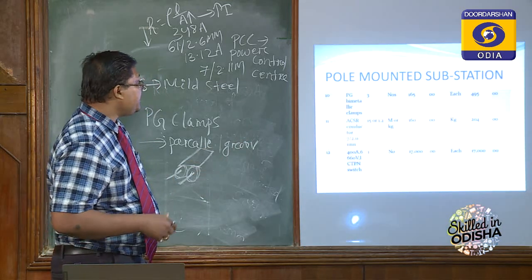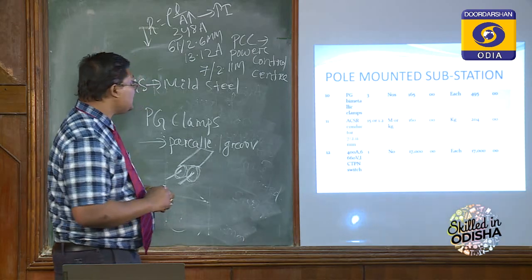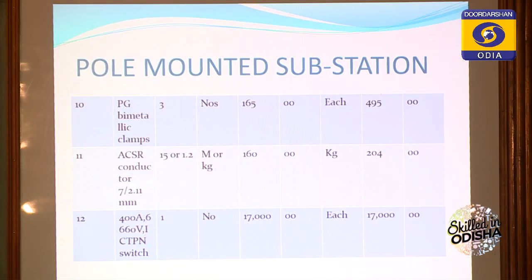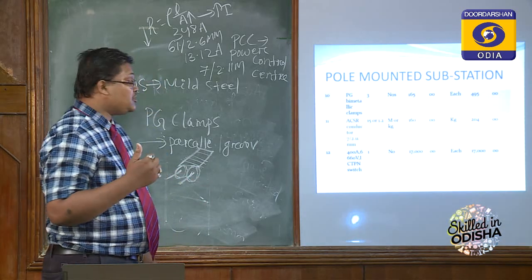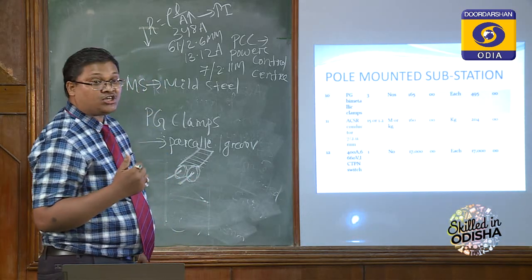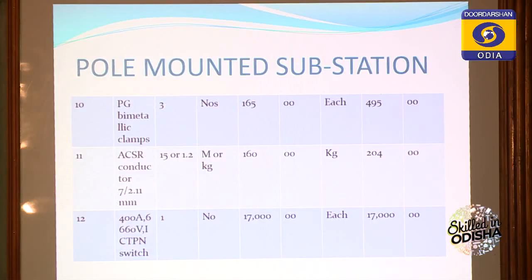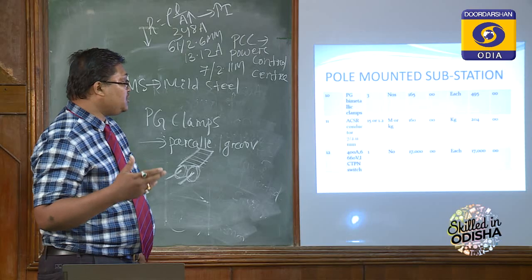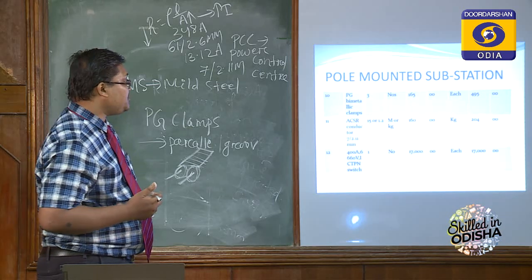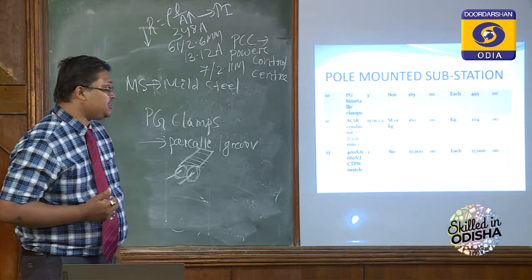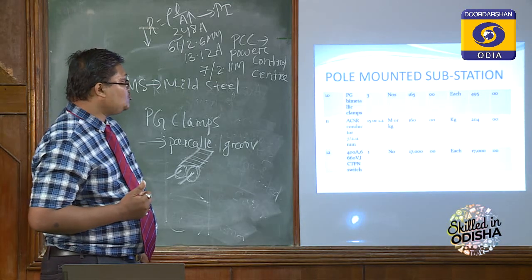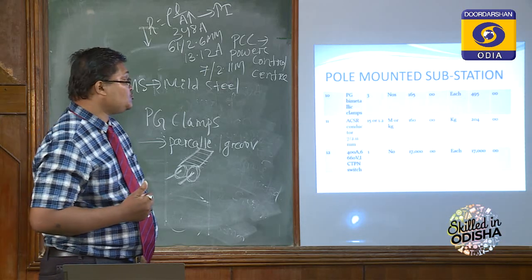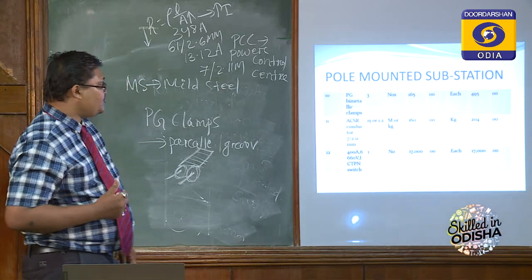Next, PG bimetallic strip, also a parallel groove bimetallic strip. To hold these parallel clamps, some strips are provided. This is 3 numbers, 165 each, and the total will cost 495. Next, SCSR conductor, which we have already discussed. If you measure it in kg, 15 meter will be equivalent to 1.2 kg. Per kg it will cost 160, so 1.2 kg will cost 204 rupees.